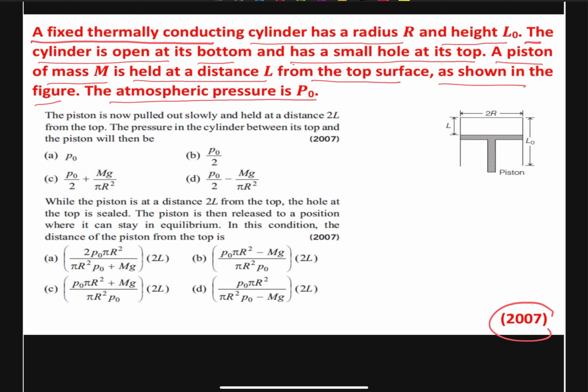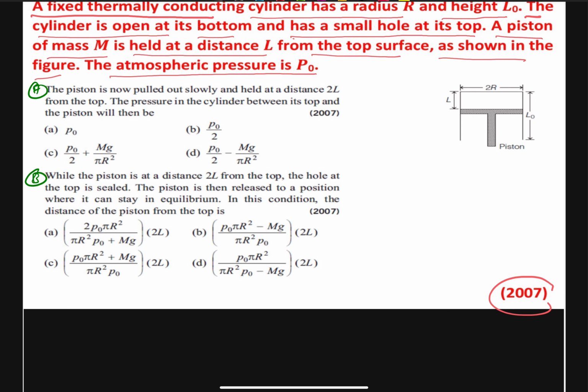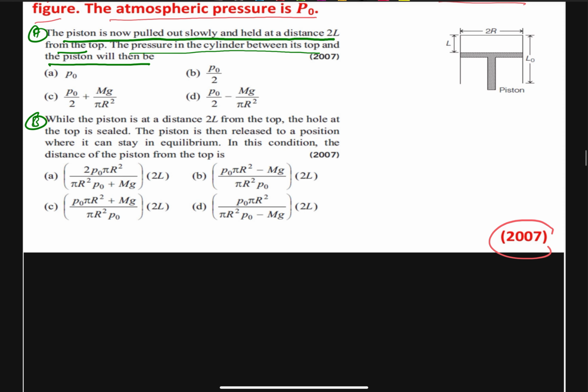Let us call this as part A and part B. In part A, it states that the piston is now pulled slowly and held at a distance 2L from the top. The pressure in the cylinder between the top and the piston will be then. And part B, while the piston is at a distance of 2L from the top, the hole at the top is sealed. The piston is then released to a position where it can stay in equilibrium. In this condition, the distance of the piston from the top is.